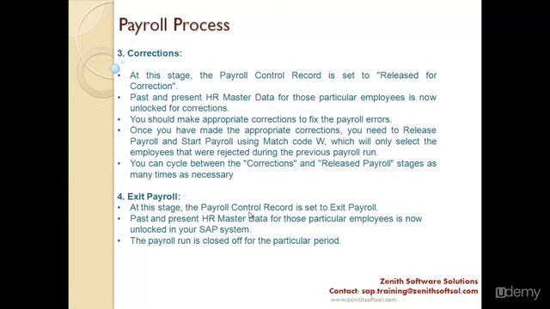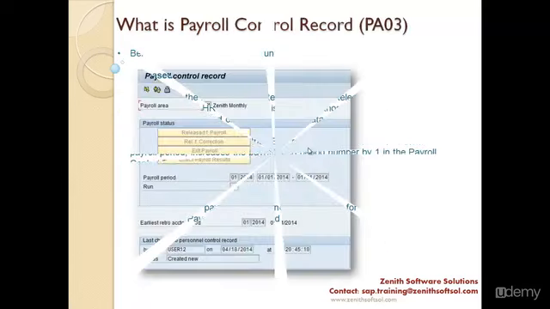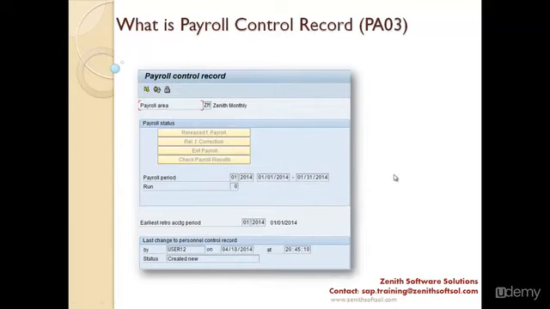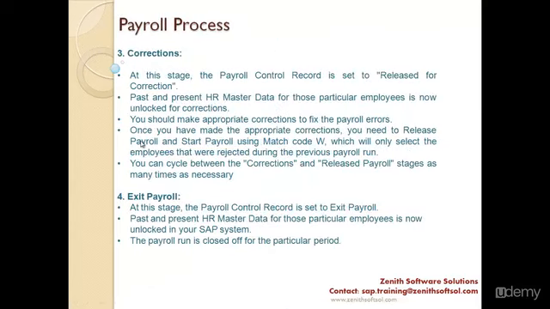What do you mean, correction phase? When you see the payroll result log history, it will show you a screen saying these many errors came up, go and make those corrections. Then you click this particular button, which is release for corrections. When you release for corrections, the past and present master data which you have logged will be unlocked for corrections. Because it is now open, you can go back and make the changes for those employees who errored out in the payroll run.